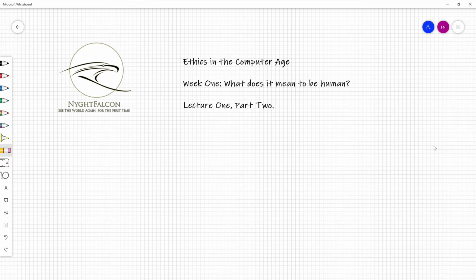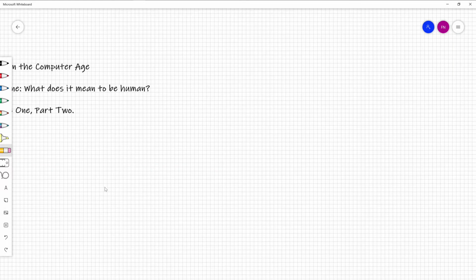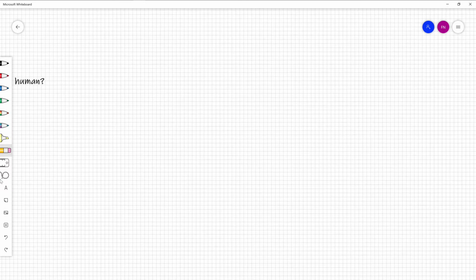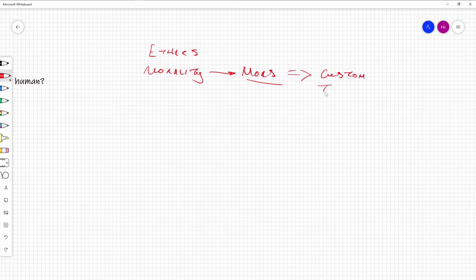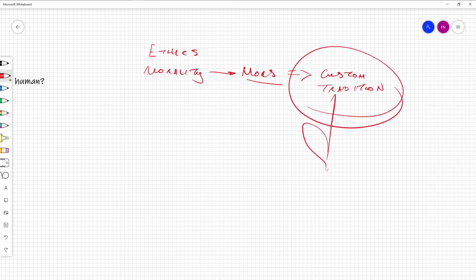So with that in mind, I want to begin by drawing a distinction which we will use multiple times in this class. And that distinction is between ethics and morality. The word morality comes from the Latin mors, which means custom or tradition. By definition, morality is specific to a given culture or to a given society.